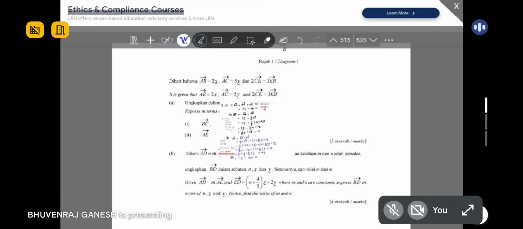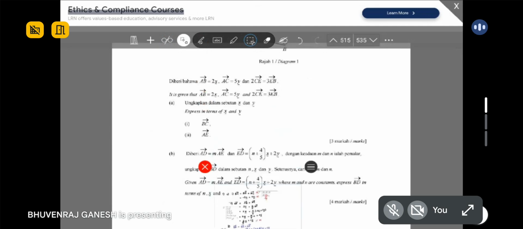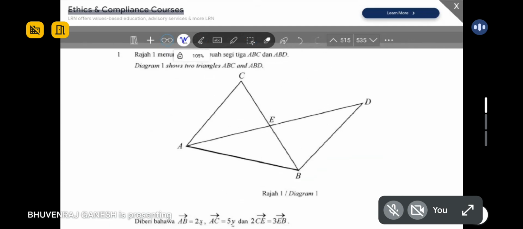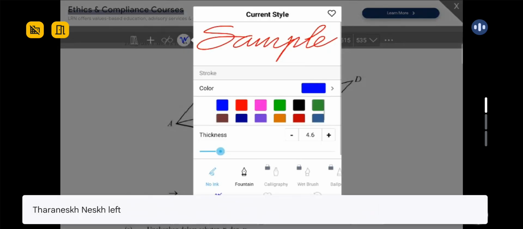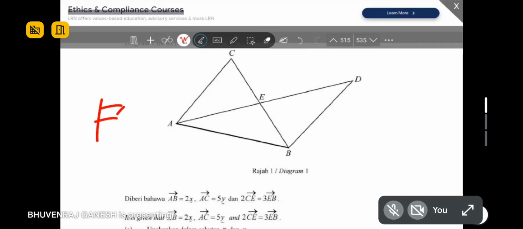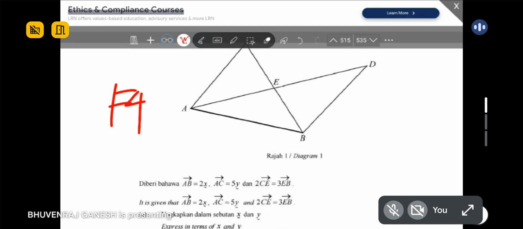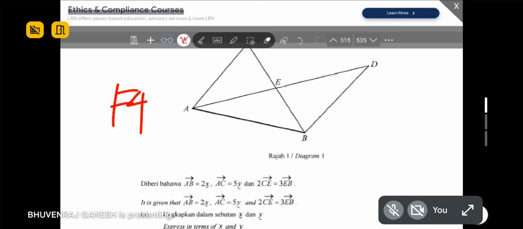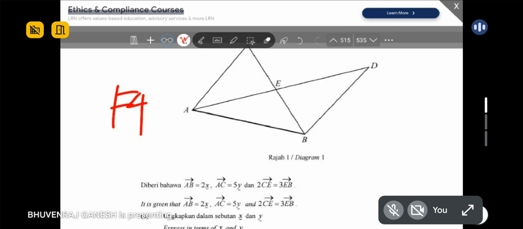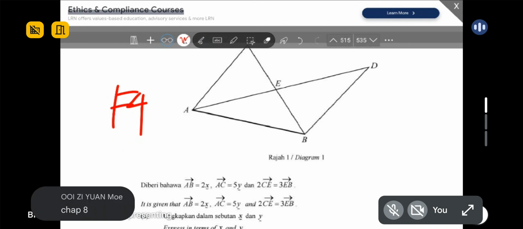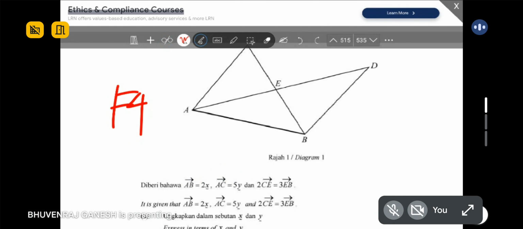Alright, so let's see the first question, guys. So the first question is basically talking on what topic? May I know, guys? If you see the question, this one is Form 4, chapter what? You see carefully the question. Very simple to identify. Come on, be active when you respond. You see all the symbols over here, arrow, arrow. Yes, this is chapter 8, guys. Bab 8, which is vector.